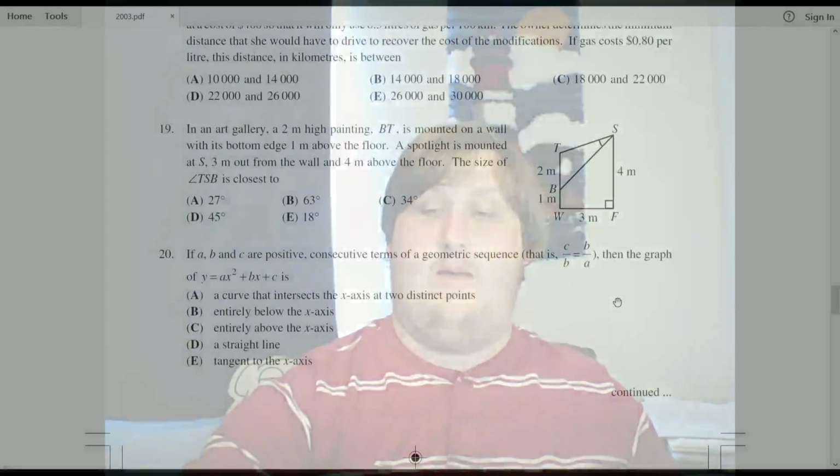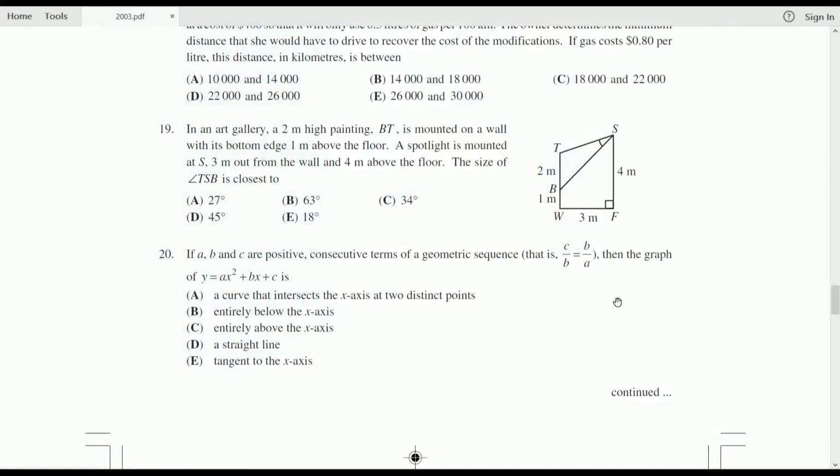I hope you got a pen and paper ready, or a pen and a virtual notepad ready, because we're going to take a look at question number 20 on the 2003 Fermat paper. So let's have a look here.